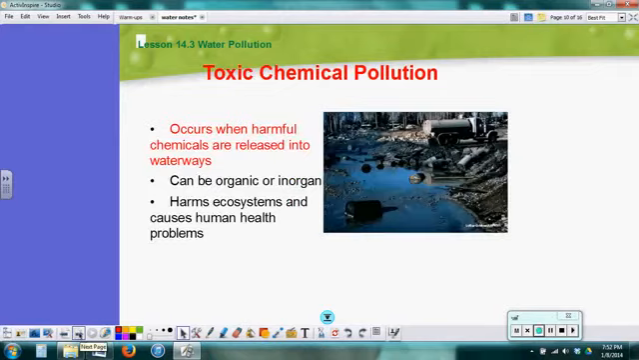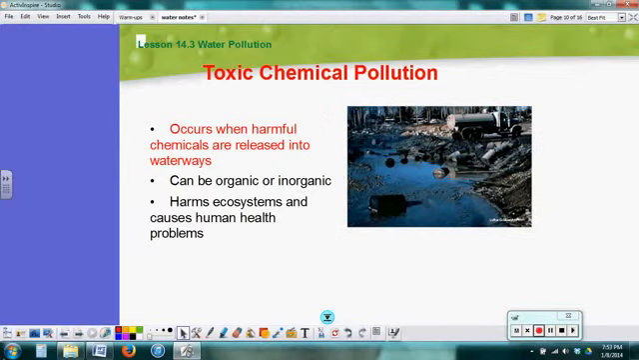Toxic chemical pollution occurs when harmful chemicals are released into the waterways. This usually happens from industry trying to use the water as a cooling process, and chemicals get leached into the waterway in one way or another.